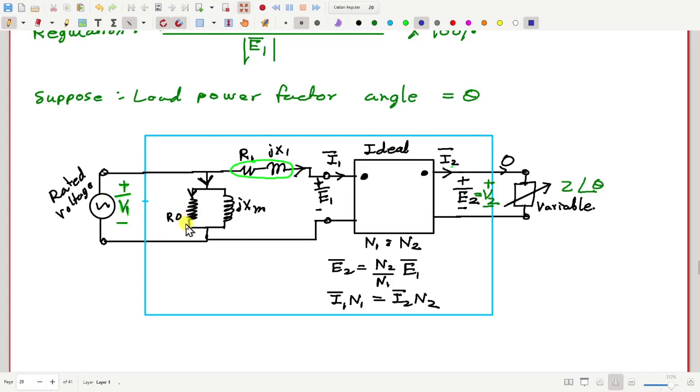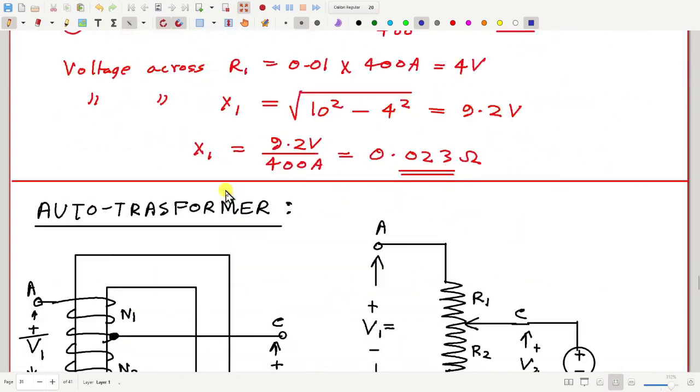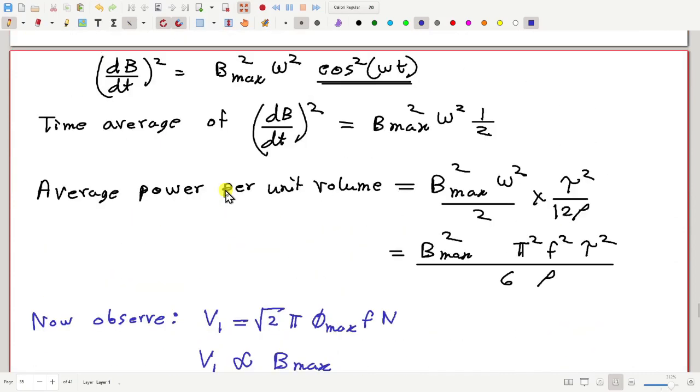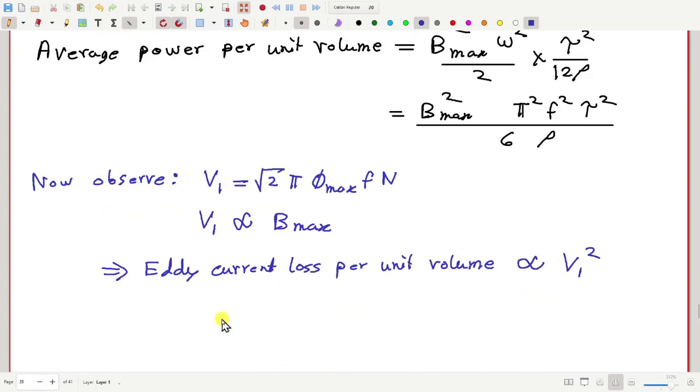That's the core loss, and eddy current loss is one type of core loss. So we should have eddy current loss proportional to this voltage square. Otherwise, this model will not work. Fortunately, in this derivation, we see that eddy current loss is actually proportional to V1 square. Otherwise, our previous model, our equivalent circuit, was wrong. But here we are lucky, our model is good, our model is fine.